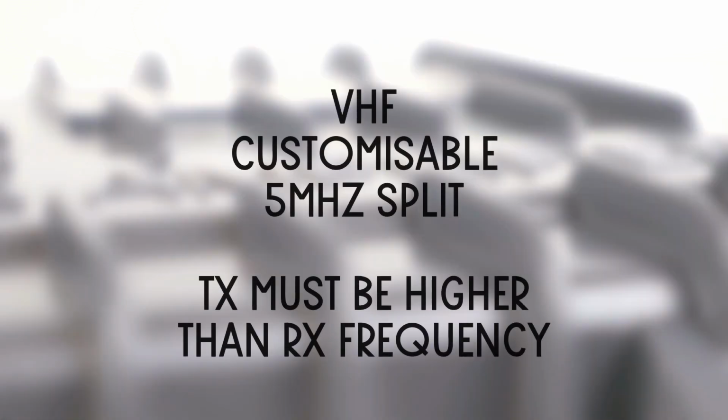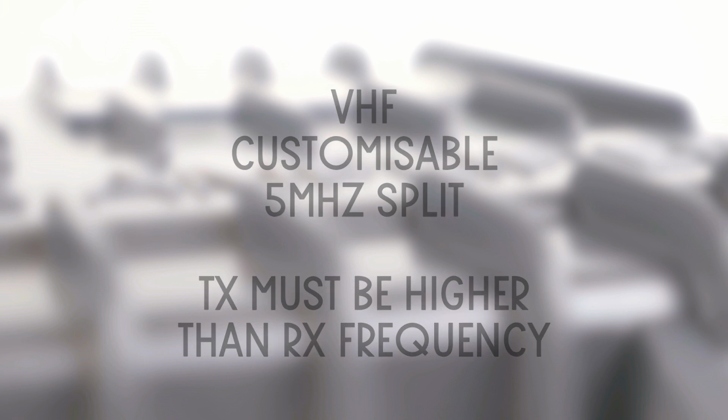Number 6, if you'd like a VHF repeater with a 5 MHz split that is customizable, then choose VHF 5 MHz Customize. This gives an offset of 5 MHz with transmit and receive frequencies that can be customized, but again the transmit frequency must be higher than the receive frequency.